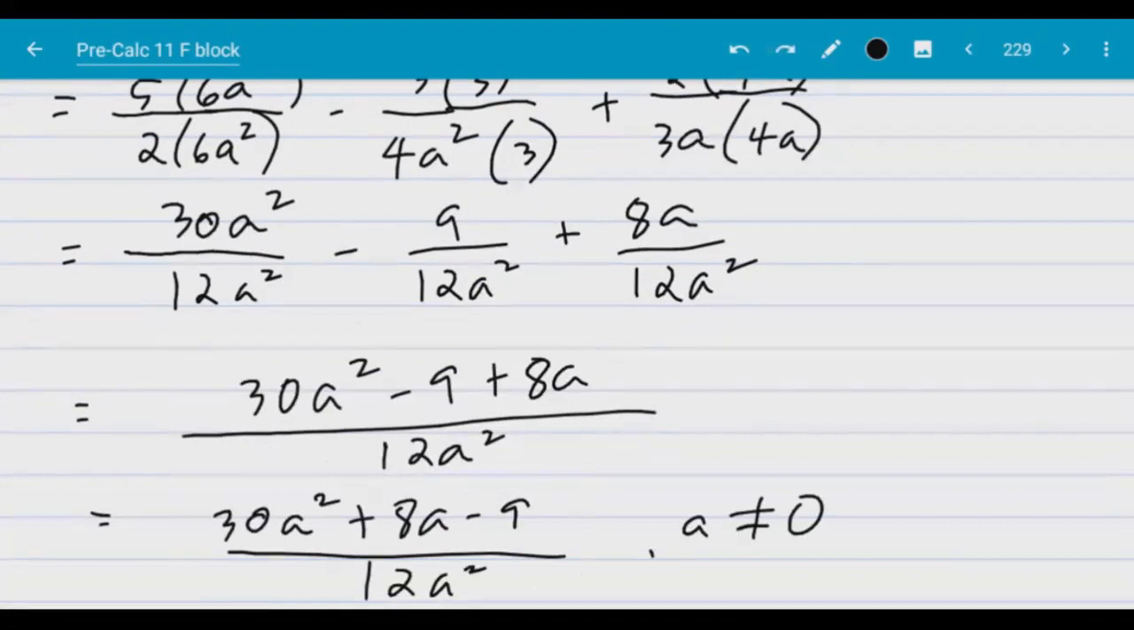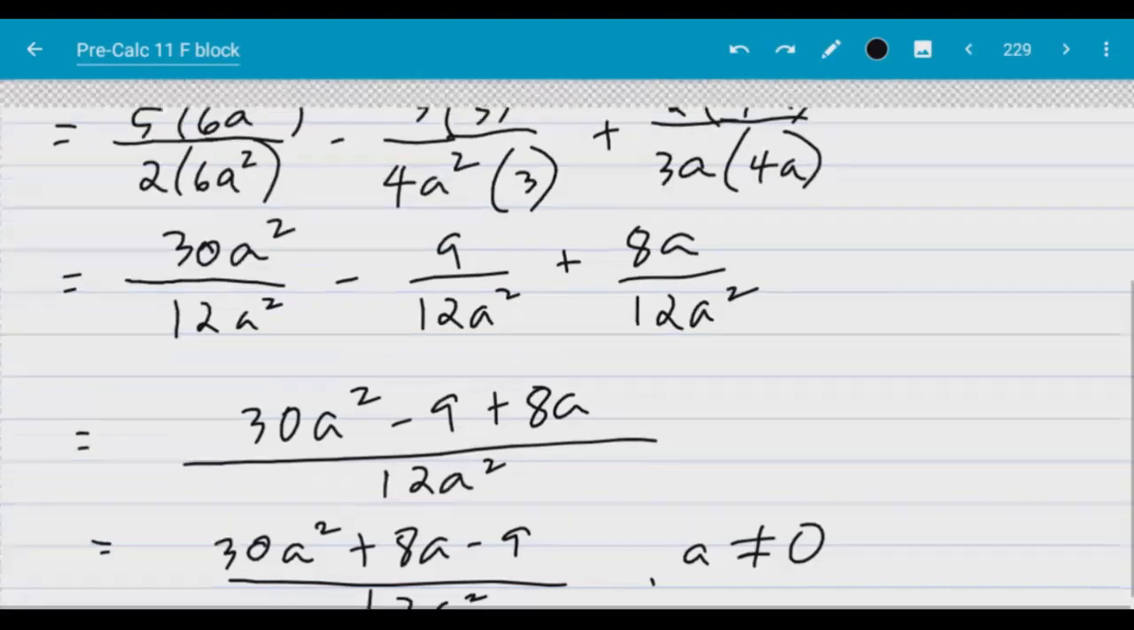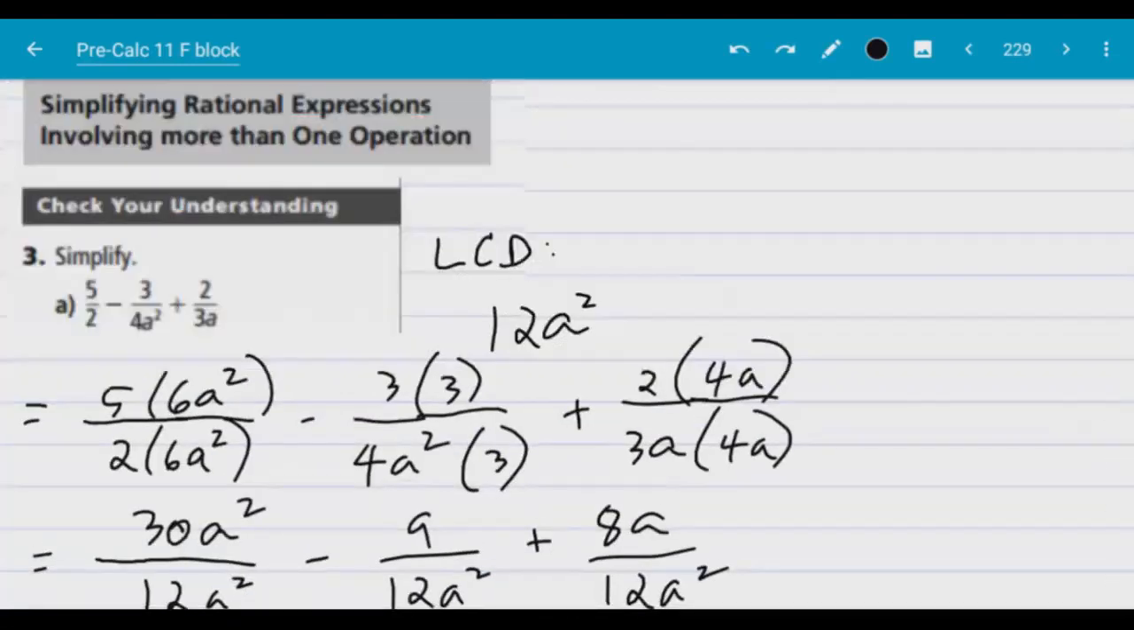Okay. Now, I said at the beginning that I will be showing you two ways of doing it. So I will show you an alternative, an alternate solution. Still the same question. So let's go back to the top. I'm going to write my other solution here.